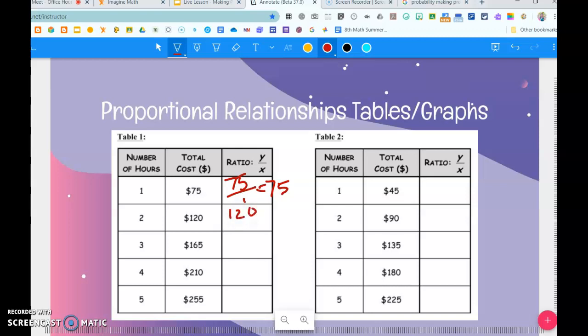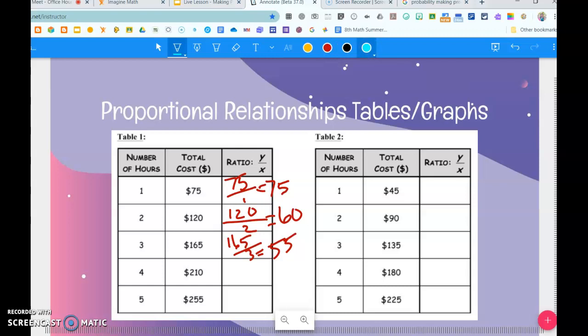120 divided by 2. Is that going to give me 75? Nope, it's going to give me 60. 165 divided by 3. That's going to give me 55. Is this looking like it's going to be proportional? Are these all going to be equivalent? Definitely not. So let's move over to this one.